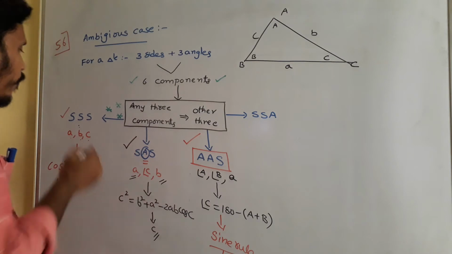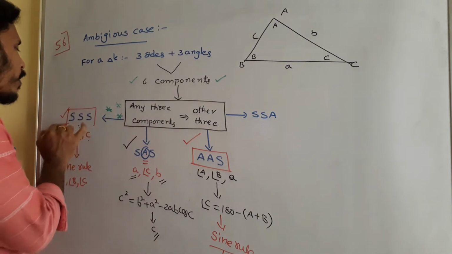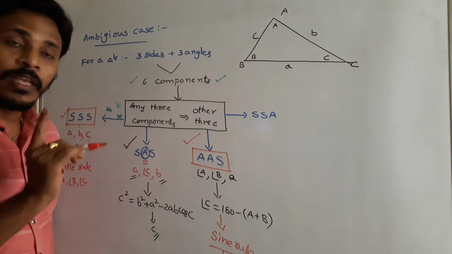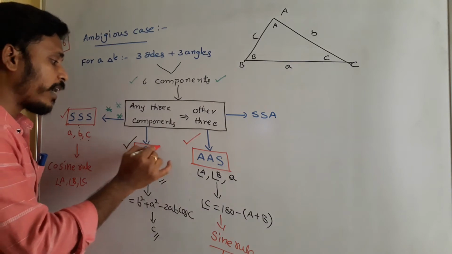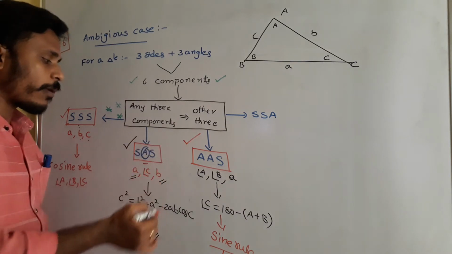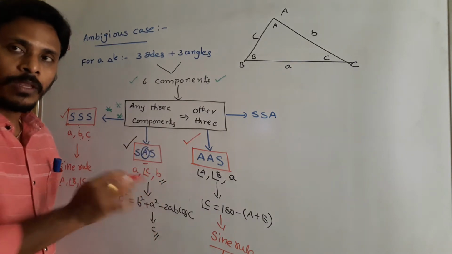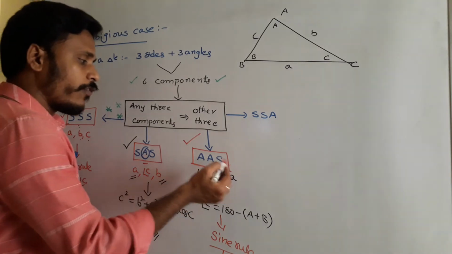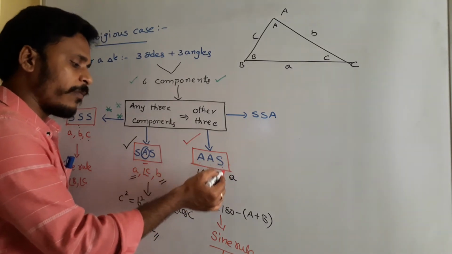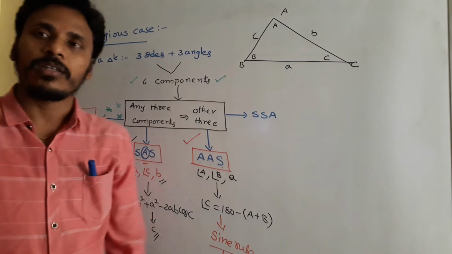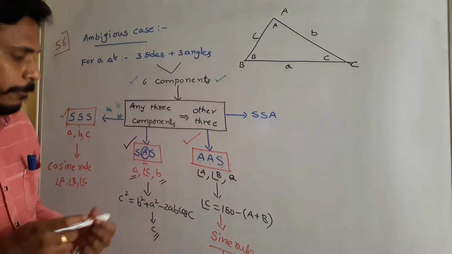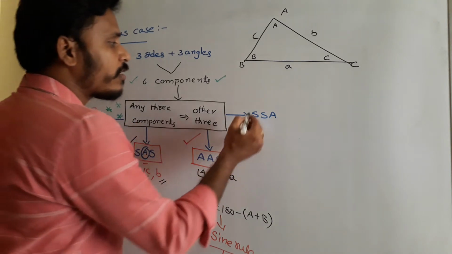So the first case, if you know three sides, easily we will find three angles. In the second case, if you have two sides and one angle, you will find the remaining angles and side using the cosine rule and sine rule. If you have two angles and one side, again by using the cosine rule and sine rule, we will find the remaining. First, you just think about it.